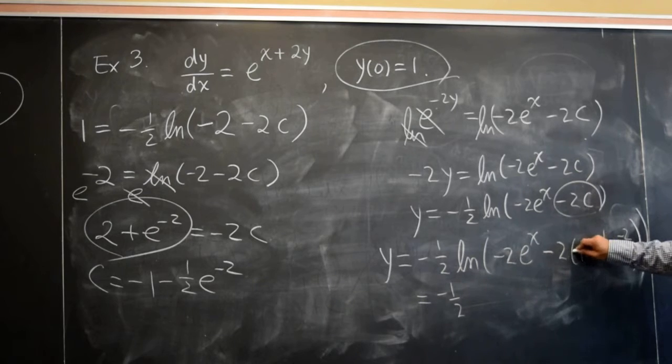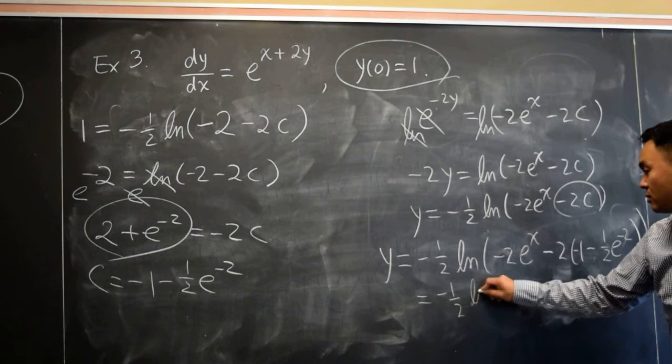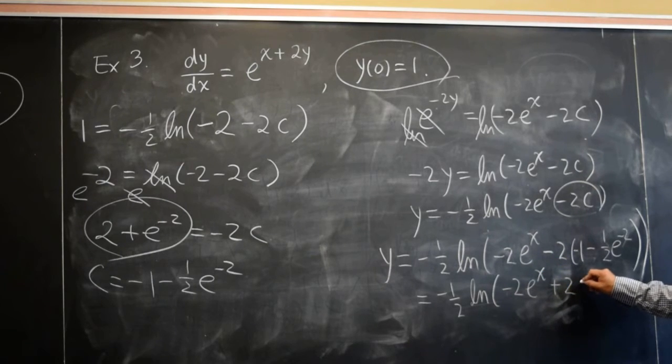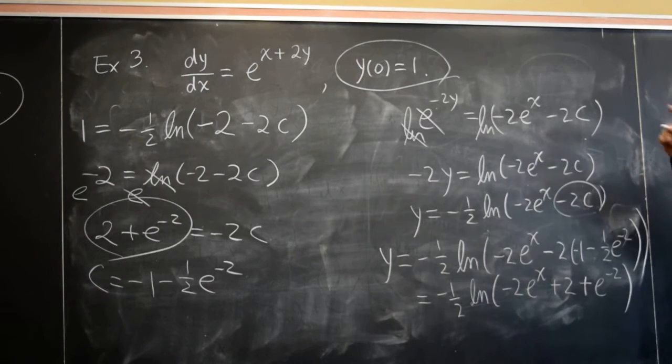Oh, there's a minus here, I forgot. Okay. So negative 2 e to the x plus 2 plus e to the negative 2. That's your final answer. Okay? That's going to satisfy not just the differential equation, but also the initial condition.